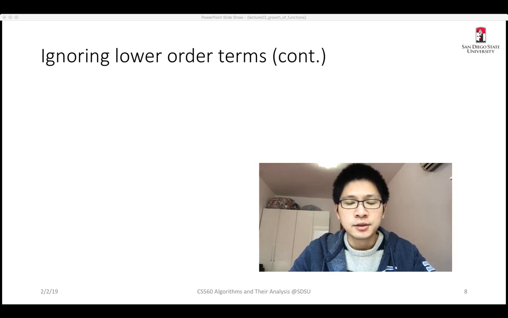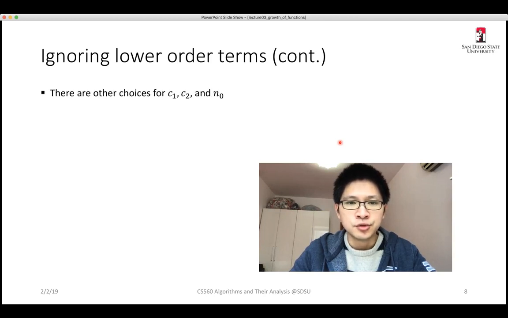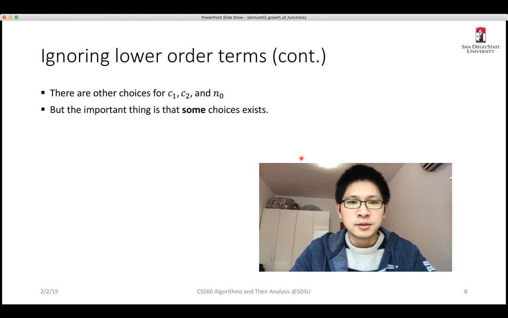We should notice that in the example we just showed, there are other choices for C1, C2, and n0, as long as C1 is smaller than 1/14 and C2 is greater than 1/2. But the important thing is that some choices exist, right? As long as some choices for C1, C2, and n0 exist to hold the inequality, then we can say that the function f(n) is bounded by n^2 and can be written as theta of n^2.